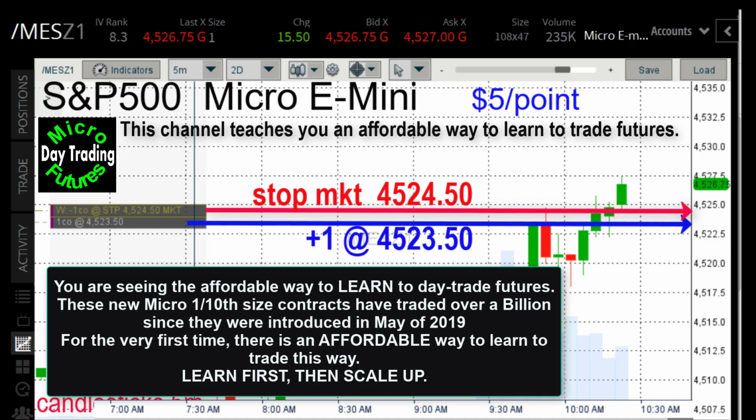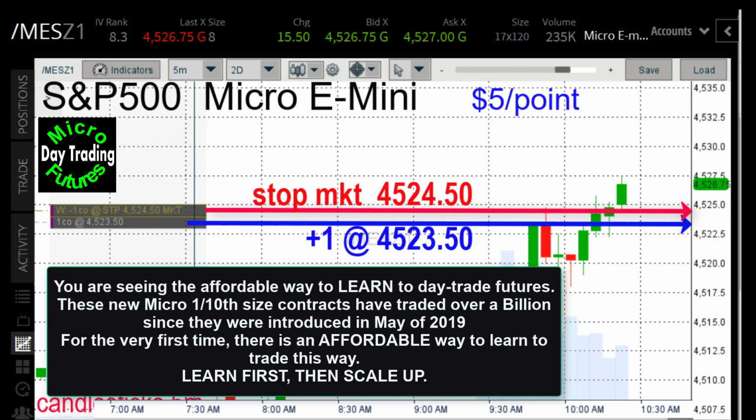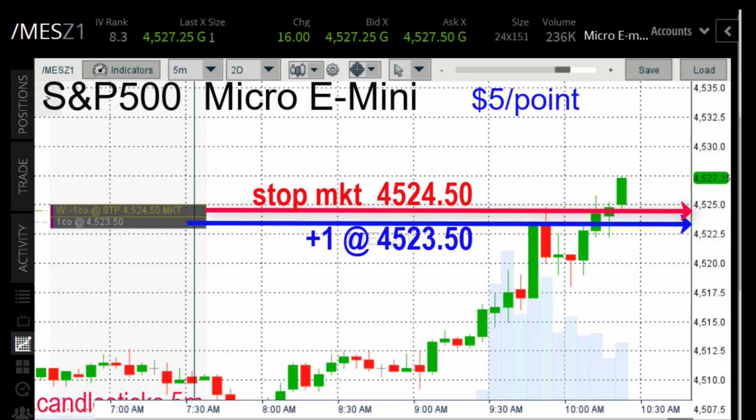It's 1/10 size, a great way, never, ever before available for normal traders without very large accounts to be able to trade at $50 a point. At $5 a point, you can afford to learn. That's my point. You'll be able to scale up. You can trade 2, 3, 4, 5 contracts, whatever you like. Once you get the confidence and you have the technique and experience to do these trades, then you scale up. But right now, the channel here is all about learning to day trade the Micro E-minis.